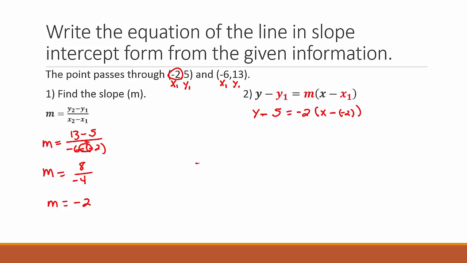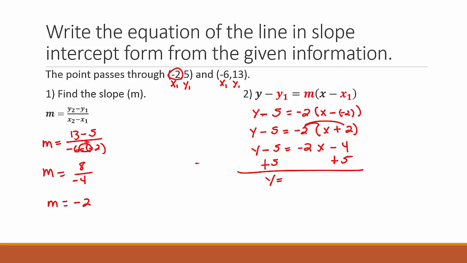So before we use our distributive property, we need to simplify the minus negative. X minus negative 2 changes to x plus 2. Now there are 2 steps. Clear the parentheses by using the distributive property, and add 5 to both sides. So we get y equals negative 2x plus 1.